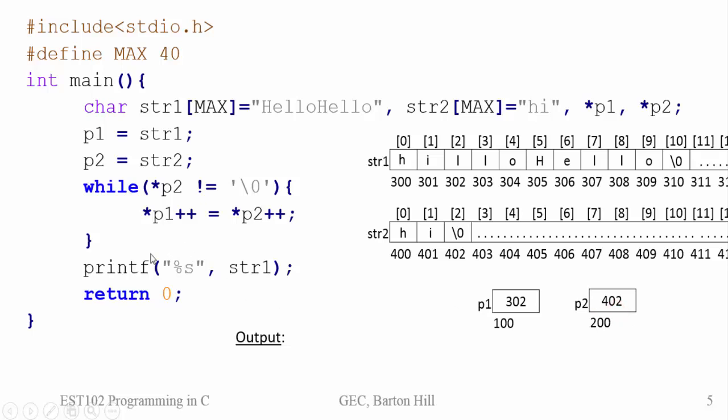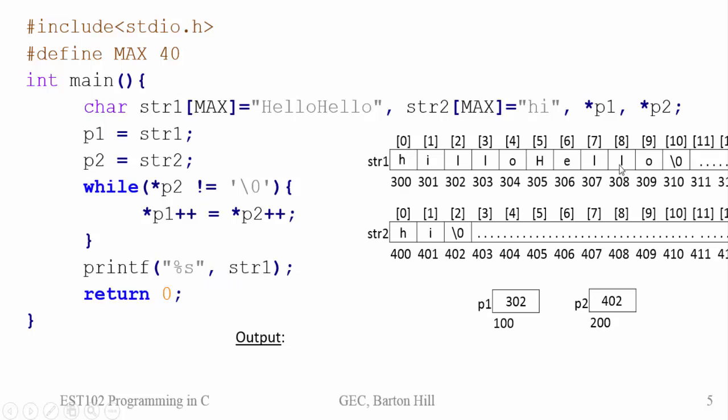Okay, then again the control will be coming here and it will be checking whether the value at the address of p2 is not equal to null character. So value at the address of p2, that is 402, is null character, so this condition becomes false and control will come here. Then finally it will print %s, comma, str1.